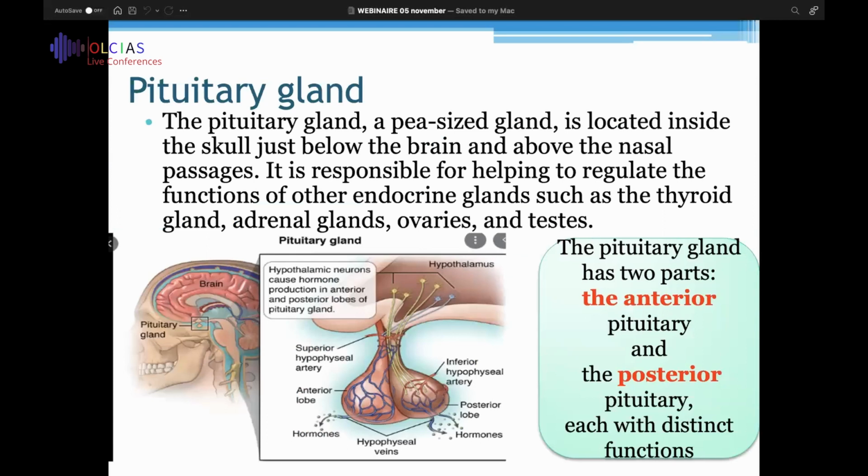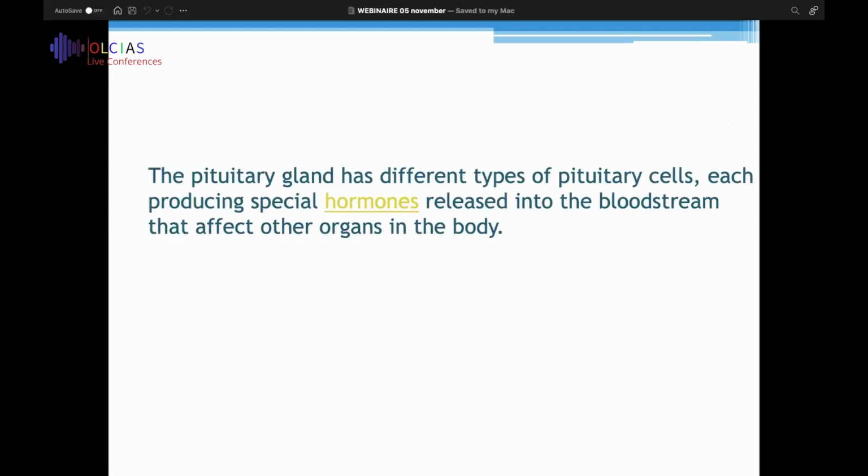So what is the pituitary gland? The pituitary gland is a pea-sized gland, which is located inside the skull, just below the brain and above the nasal passages. It's responsible for helping to regulate the function of other endocrine glands, such as the thyroid gland, adrenal glands, ovaries, and testes. And we have two parts in this pituitary gland. We have the anterior pituitary gland and posterior pituitary gland. Each part has a distinct function.